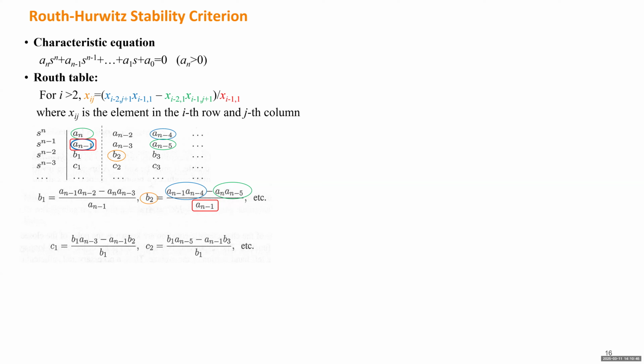So how about this one, b_1? b_1 will be a_n multiplied by a_(n-1) multiplied by a_(n-2), because that will be the next column, minus a_n multiplied by a_(n-3), right? Divided by still this one.